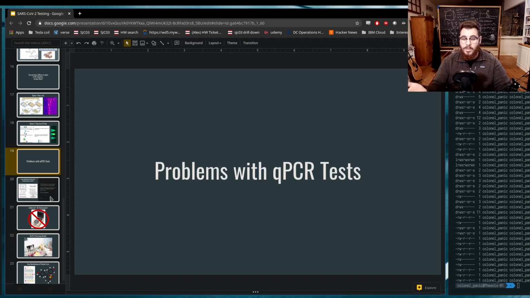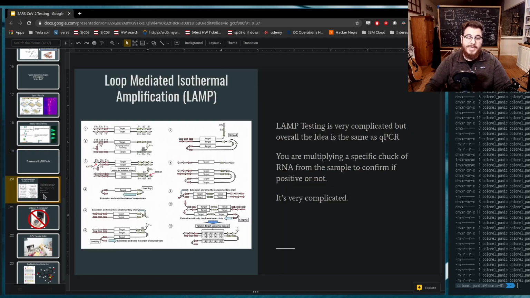Probably, in all likelihood, if you've gotten tested for COVID, you've gotten a PCR. But there is a better way, and the better way is LAMP, also known as loop-mediated isothermal amplification. Now, LAMP testing is very complicated, but overall the idea is the same as qPCR. You're essentially taking a chunk of RNA that you can identify as being, yes, it is SARS-CoV-2. You are then multiplying it many, many times.